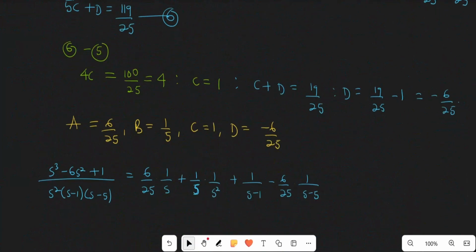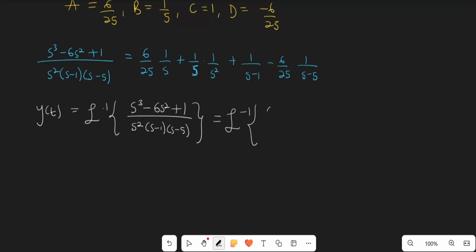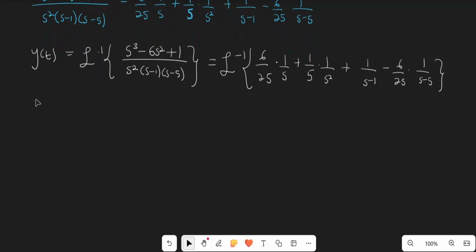So y of t is the Laplace inverse of this guy, which is s to the third minus 6s squared plus 1 divided by s squared into s minus 1 into s minus 5. And this is the same thing as the Laplace inverse of what we have, which is 6 over 25 times 1 over s plus 1 over 5 times 1 over s squared, plus 1 over s minus 1 minus 6 over 25 times 1 over s minus 5, like this. Alright, so now we are going to apply the linearity property.